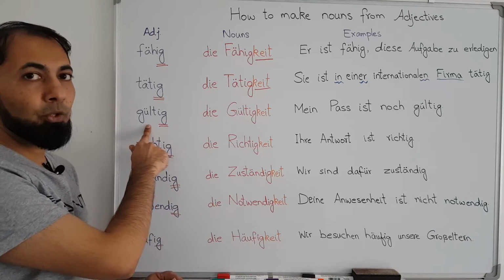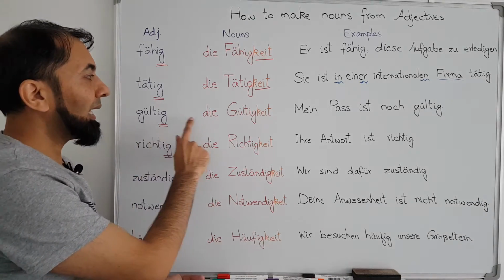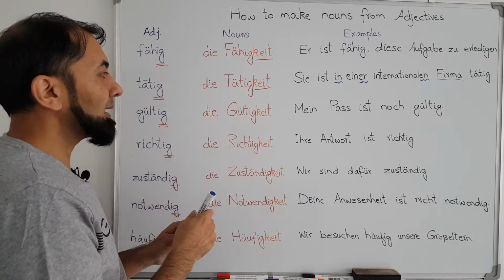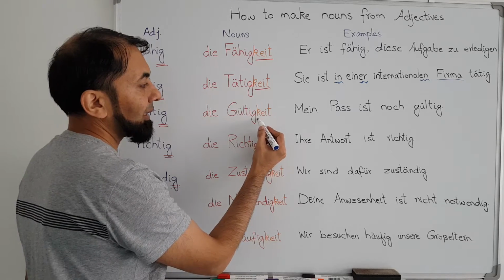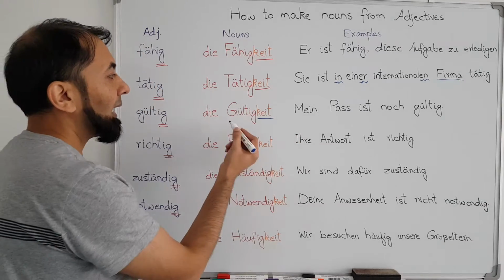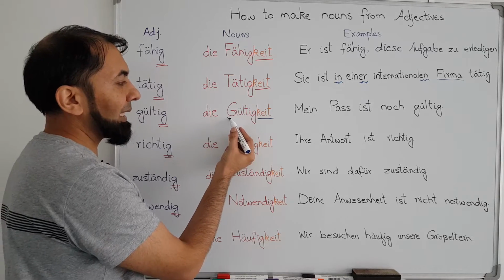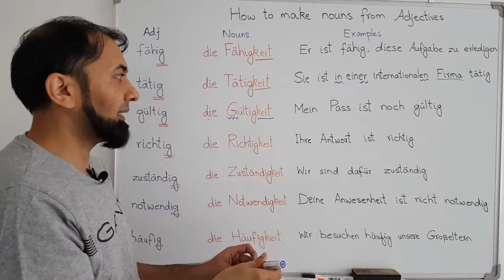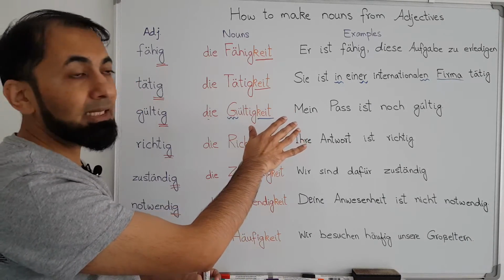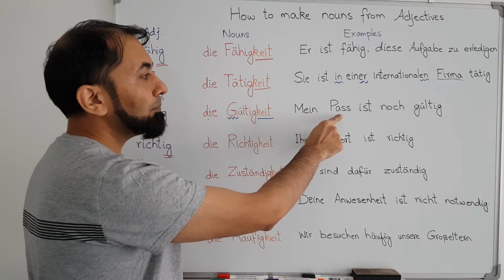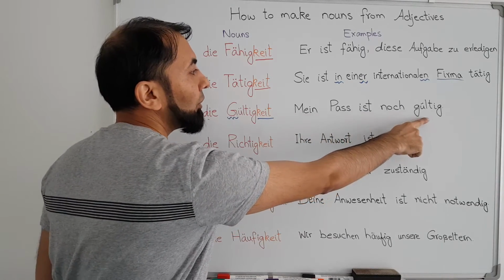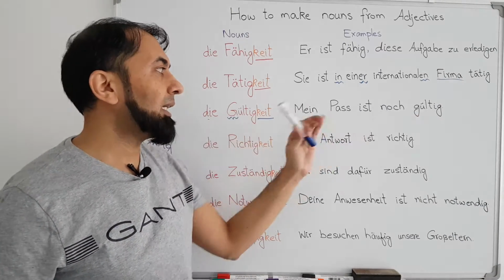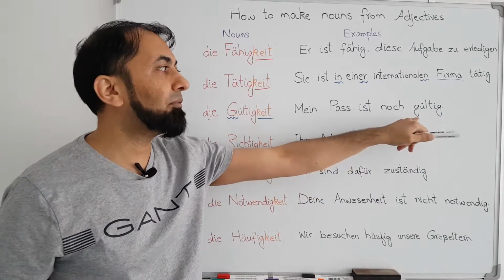The next adjective is gültig, which means valid. To make a noun from this adjective, we add keit at the end of the adjective. Because it is a noun, it has to start with a capital letter. So die Gültigkeit, the validity. Let's make a sentence with this adjective. Mein Pass ist noch gültig. My passport is still valid.